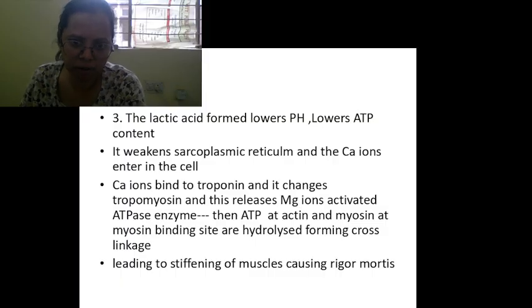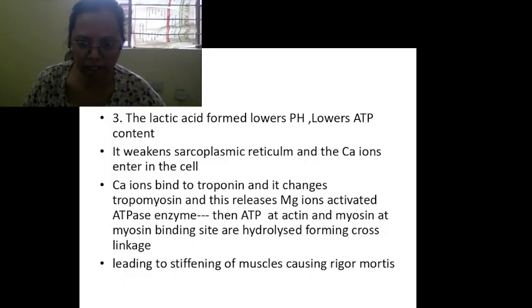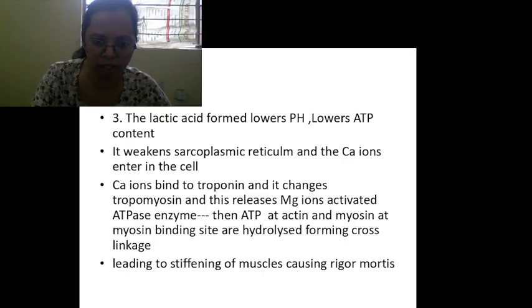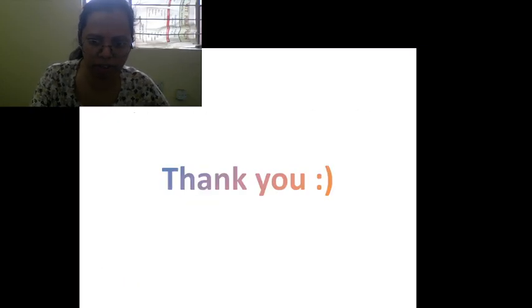Calcium ions are released from the sarcoplasmic reticulum into the cell. Calcium ions bind to troponin, which shifts tropomyosin, releasing myosin binding sites and activating ATPase enzymes. The ATP in actin and myosin binding sites is hydrolyzed, forming cross linkages, leading to stiffening of muscles, causing rigor mortis.